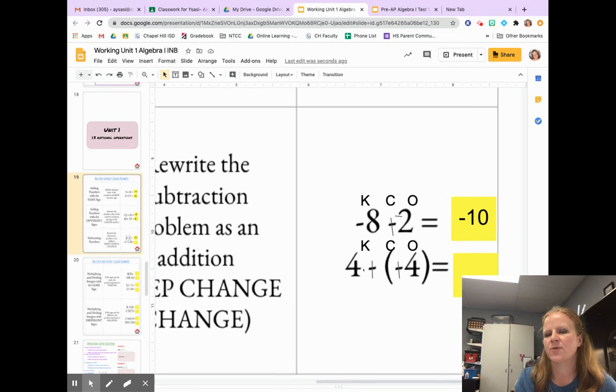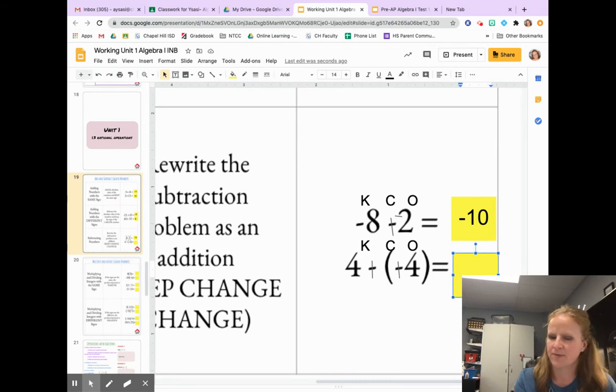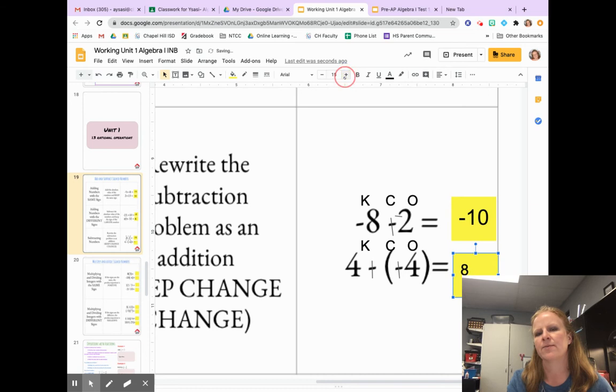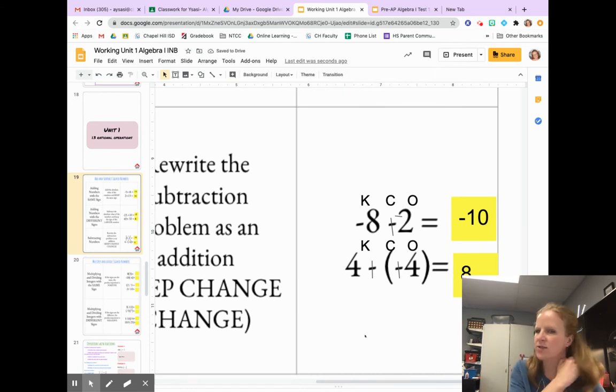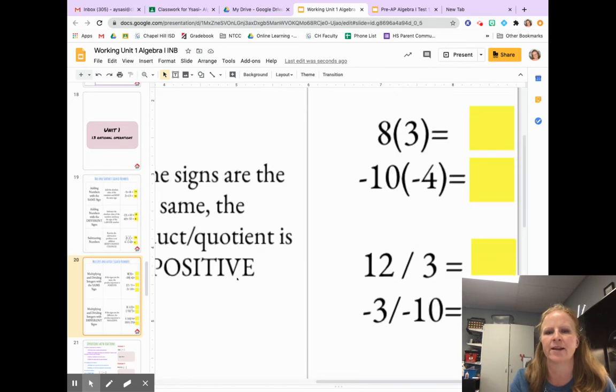So this becomes 4 plus a +4, which is just 4 plus 4. Easy. It's 8. I'm going to make it bigger. Okay. Do y'all have any questions on that? No? Y'all good? All right. So let's now go to multiplying and dividing.